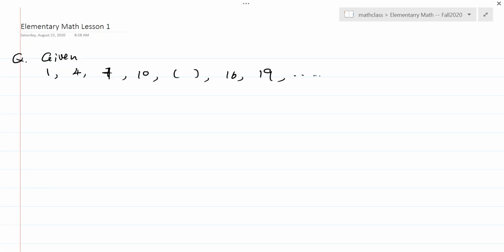Sequence of numbers. And you will see that from 1 to 4, it's increasing, right? 1 plus 3, you get 4. So 4 plus 3, you get 7. 7 plus 3, you get 10. So the next one, the answer is 10 plus 3 is 13. Then 13 plus 3 is 16. 16 plus 3 is going to be 19, right? So this is how we get the answer.